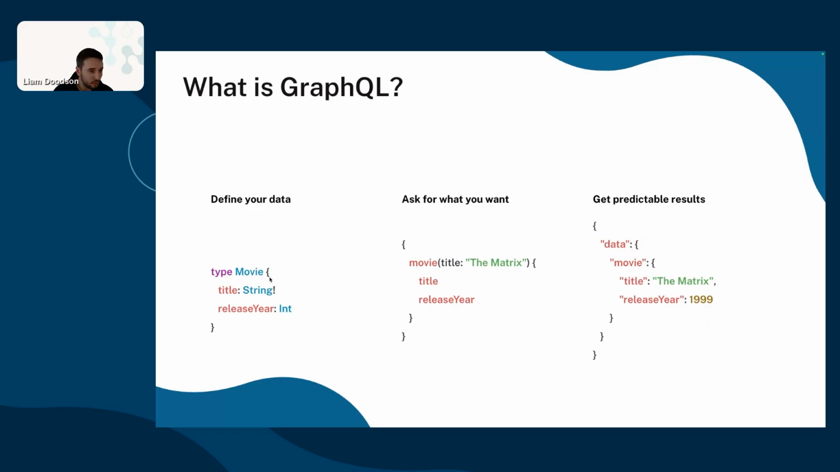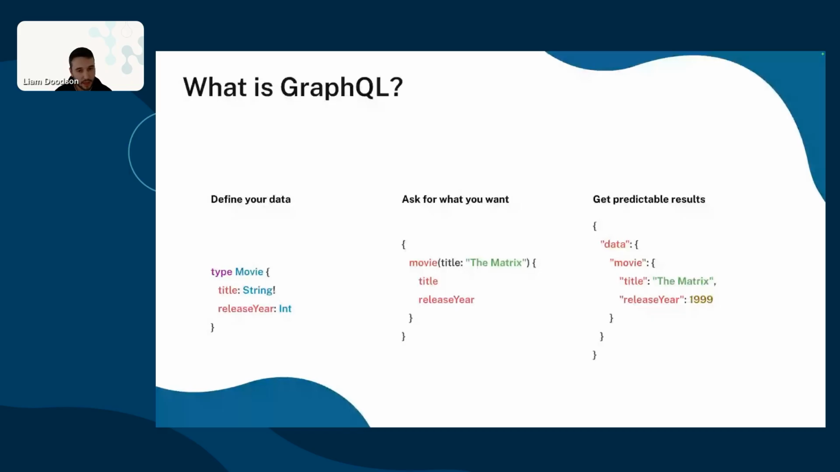I've got a type Movie, and I've said movies are always going to have a title, which will be a string. You can tell they're always going to be there because of the exclamation mark. And then I've said optionally, they can have the year that the movie was released as well.